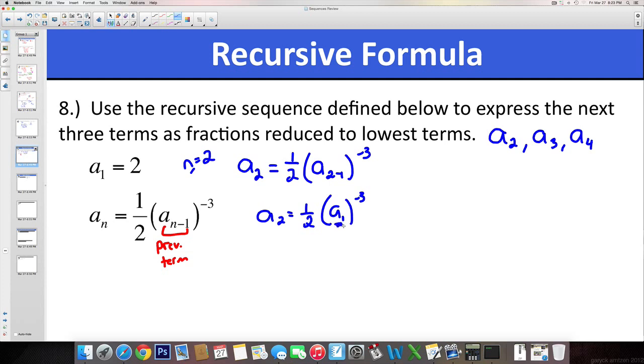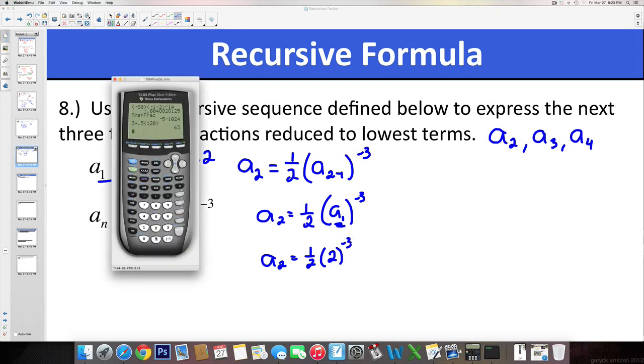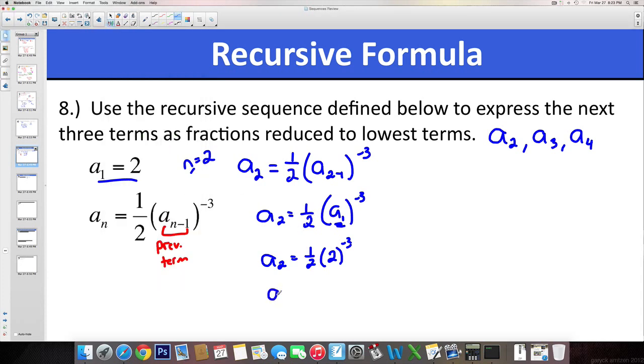But we know what a sub 1 is. A sub 1 is right here. It's 2. So let's just replace a sub 1 with the actual value, 2. And then we'll go ahead and evaluate this in our calculator. So 0.5 times 2, or a half, times 2 to the negative third. And we want this as a fraction. So the second term is 1/16.